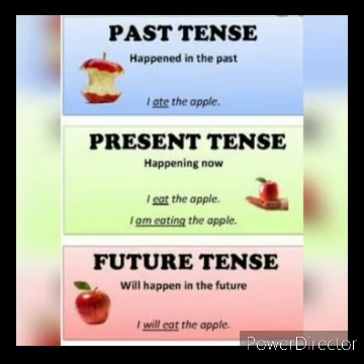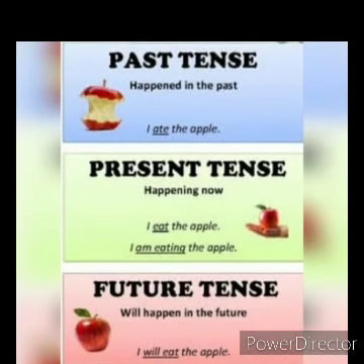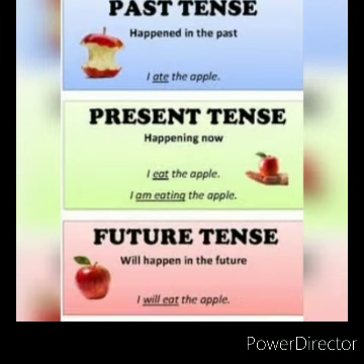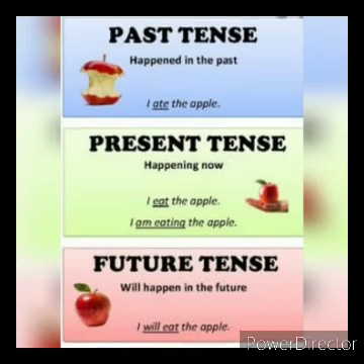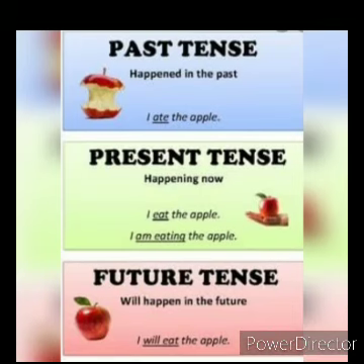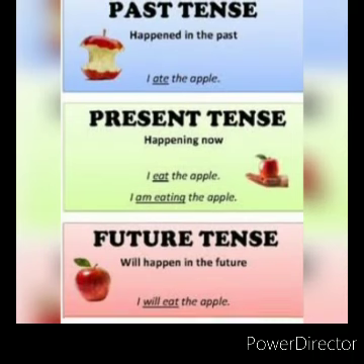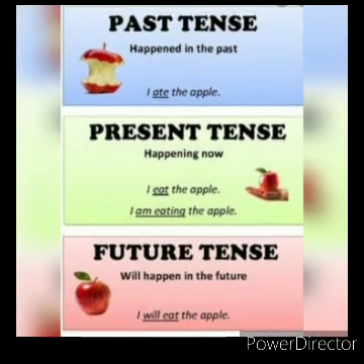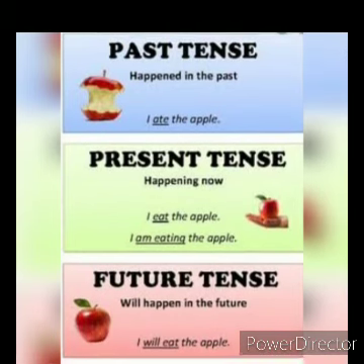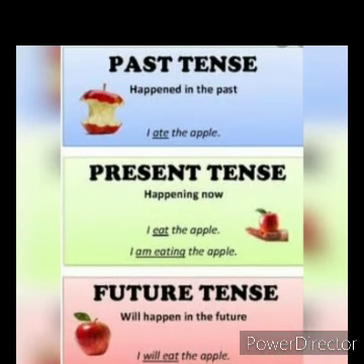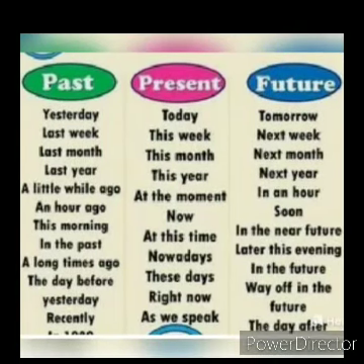Example, I ate the apple. Present tense refers to the action that happens at the present. Example, I eat the apple. Future tense refers to the action that will happen in the future. Example, I will eat the apple. Some clue words which are used for different tenses are given below.